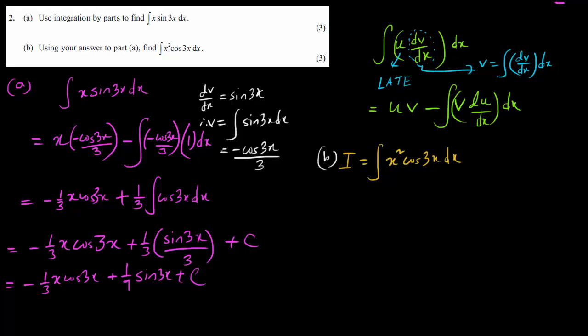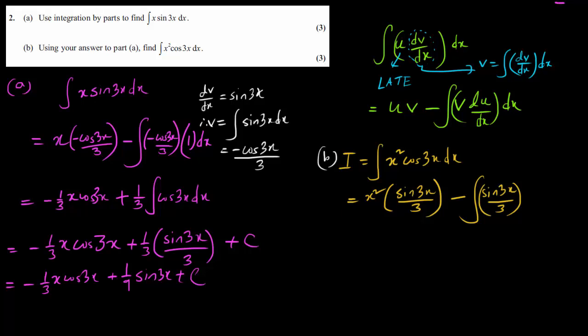So we know by LATE, trigonometry comes later and A for algebra comes before. So u is going to be x squared and the remainder, whatever is left over, is dv by dx. So this is going to be u v by the integration by parts formula. Now since this is dv by dx, the integration of cos 3x is going to be sine 3x by 3, minus integration of v. So v is going to be sine 3x by 3.